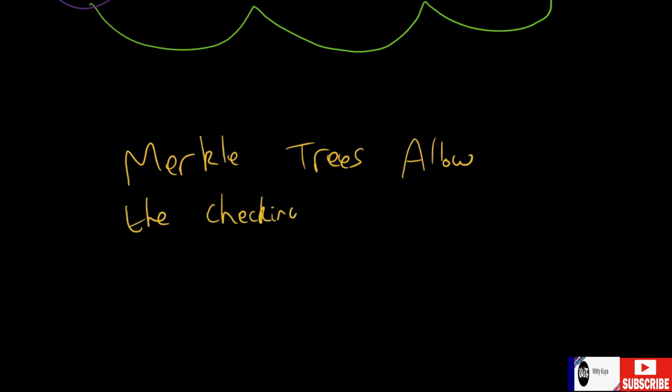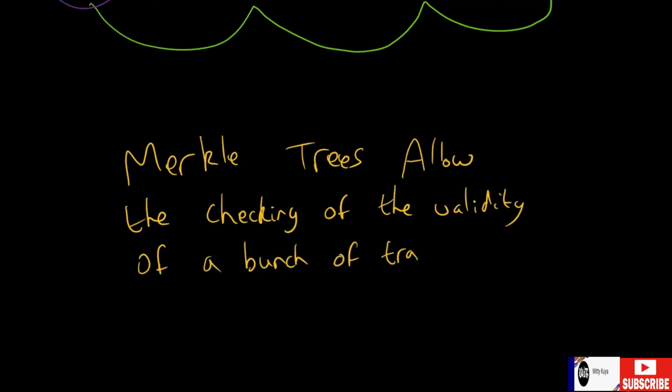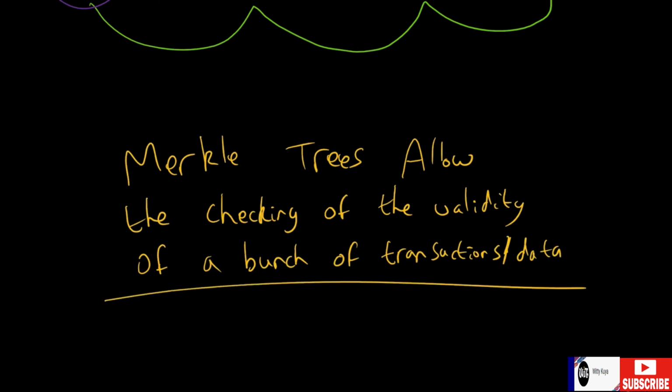So that is one of the amazing things about Merkle trees. Merkle trees allow the checking of the validity of a bunch of transactions, or just data in general. So this is a very key part of blockchain and Bitcoin. There's not much to it other than that.